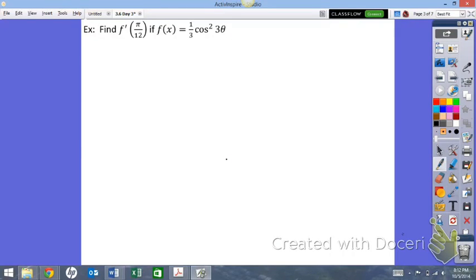All right, let's look at this third example. We're finding f prime of pi over 12 if f of x equals 1/3 cosine squared of 3 theta. So the important thing first is to rewrite this in a way that I can clearly see exactly what's going on.